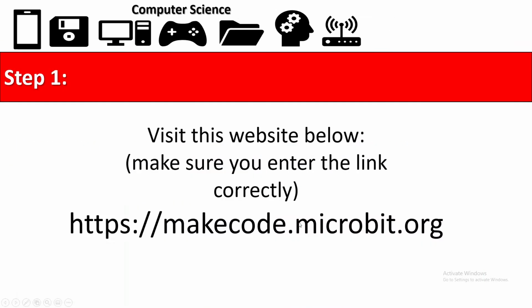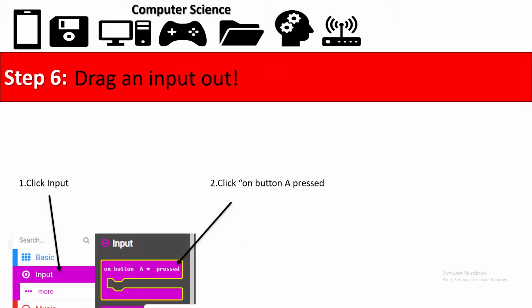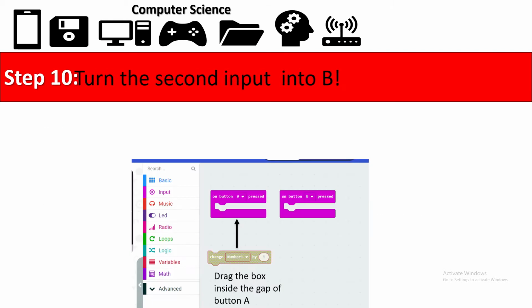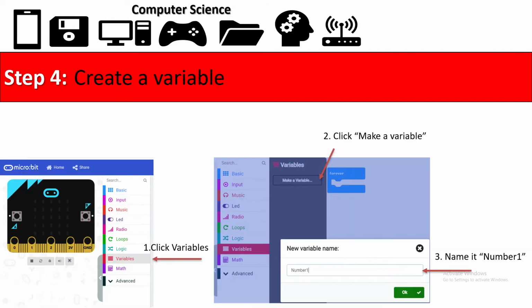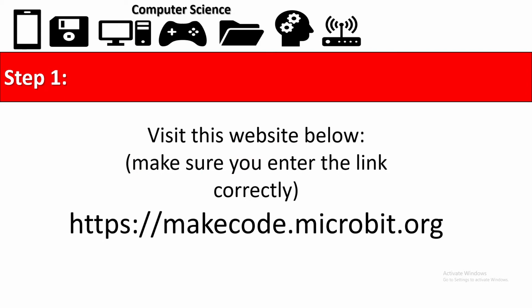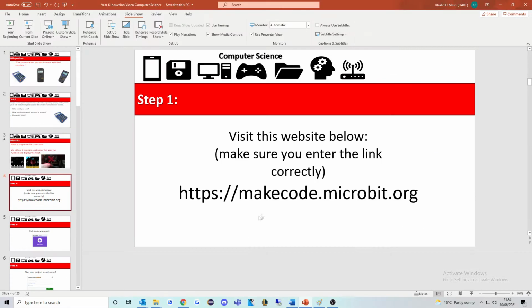Okay, so step one, we're going to need to visit this website. Now I'm going to be sharing this PowerPoint with you guys in case you wanted to go over the steps in detail. Now the PowerPoint will include all the steps, going from each step one at a time, teaching you guys how we did this. But just for the sake of teaching you guys live, I'm going to just simply do this by myself and you guys can follow along with me. So visit the website below. Make sure you enter the link correctly. So you guys need to enter every single keyword correctly, otherwise it will not work.